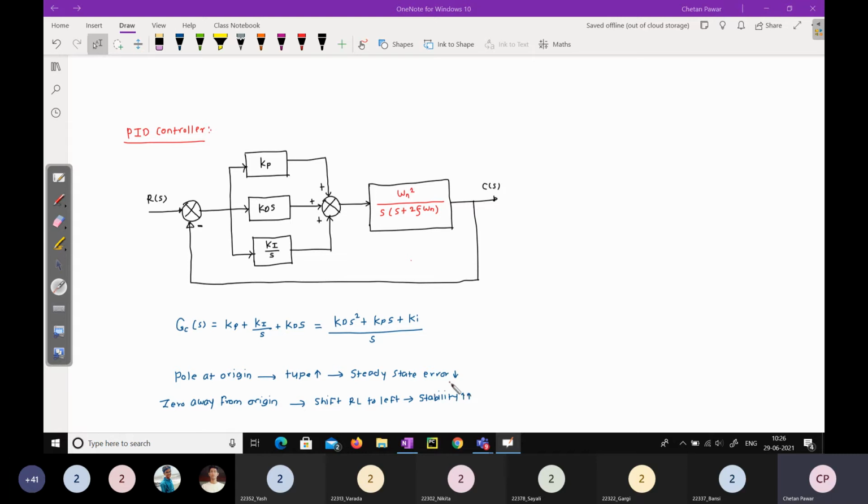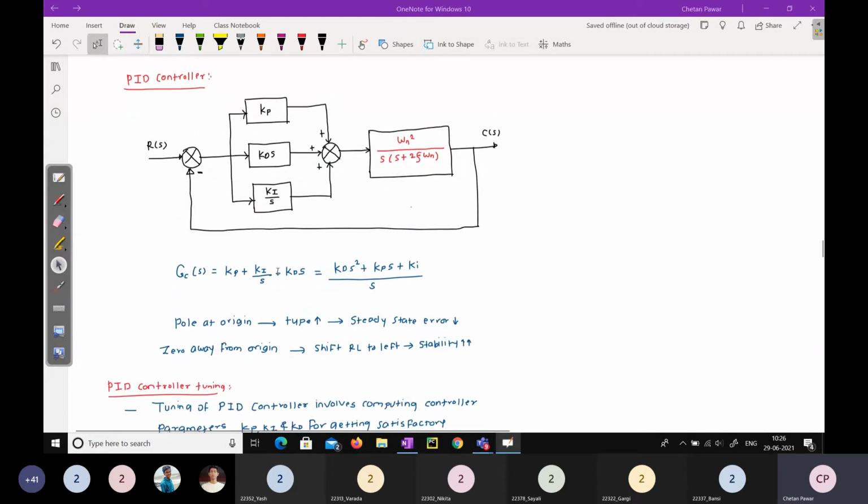If you use a PD controller, a derivative controller, what was happening? Steady state error was increasing. And if you use an integral controller, what was happening? Stability was decreasing. But here in the PID controller, we are getting both the advantages: steady state error decreases and the stability of the system increases. So this is the PID controller.